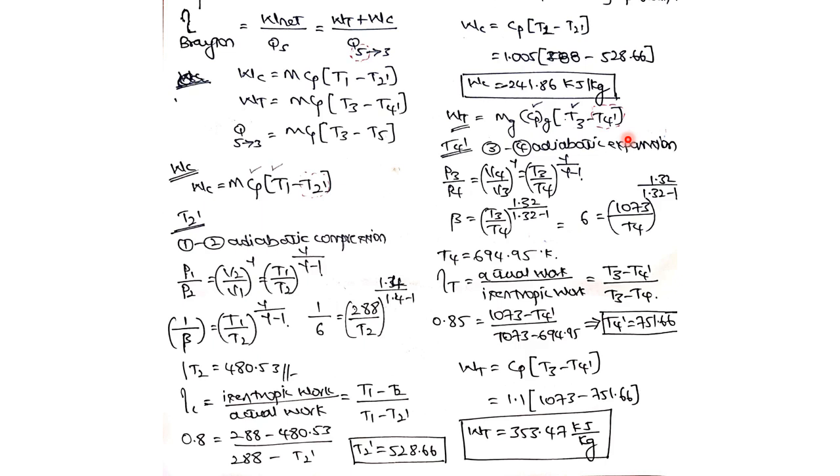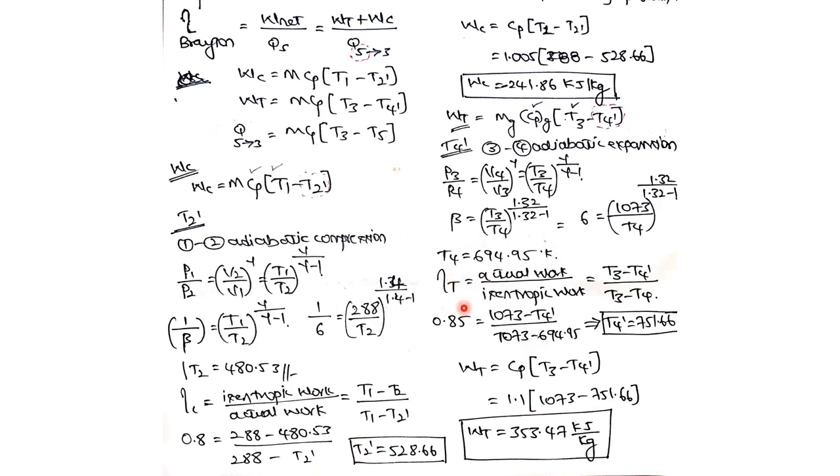Apply the PVT conversion equation for the process 3 to 4. So it is P3 by P4 equals V4 by V3 whole to the power of gamma, that is equal to T3 by T4 whole to the power of gamma divided by gamma minus 1. Be careful, the value of gamma for the gases is 1.32, which is given in the problem. P3 by P4 is beta. Substitute the things, only T4 is unknown, so T4 can be calculated easily.